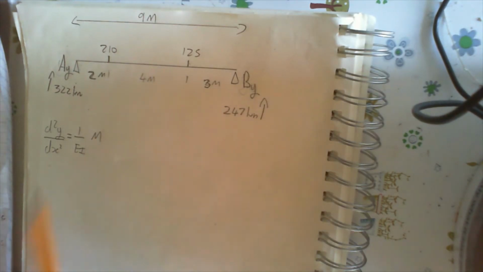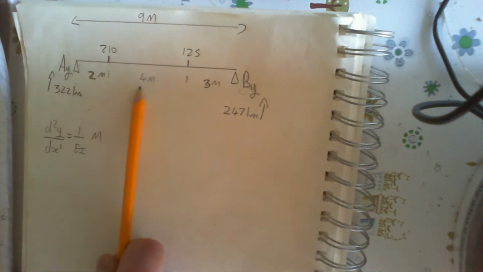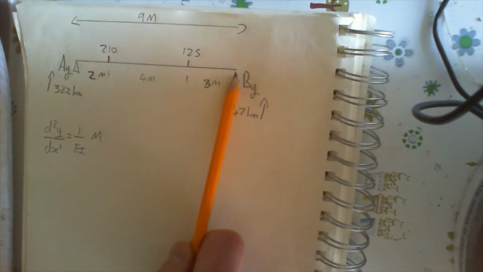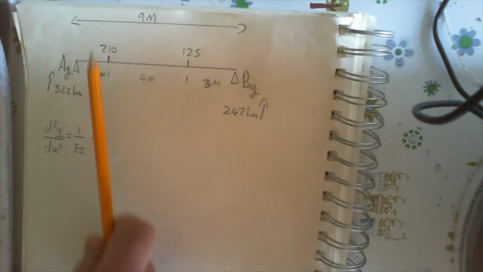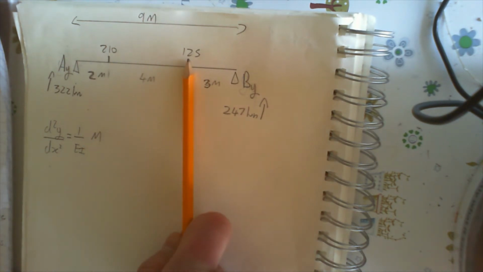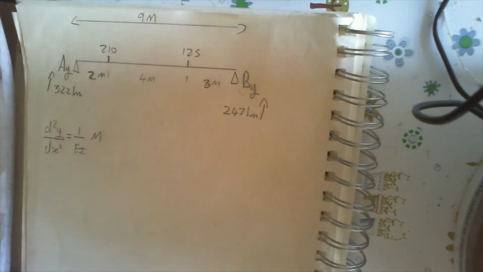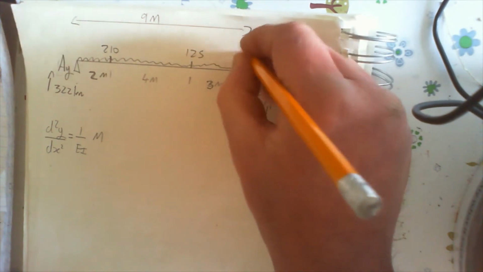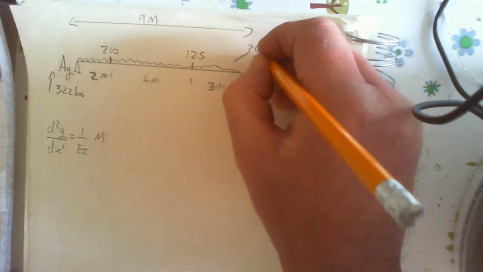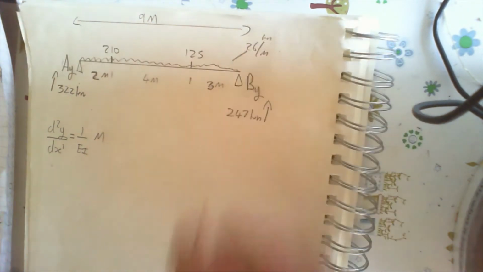Right, so we've got your beam here, 2 metres, 4 metres and 3 metres. That's 9 metres altogether. 210 kilonewtons, 125 kilonewtons, and obviously we've got our UDL on here. What's that? 26 kilonewtons per metre.